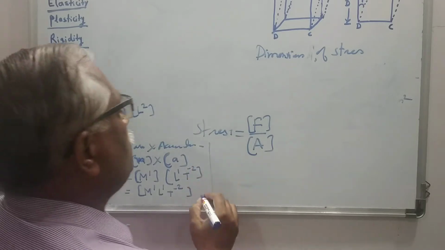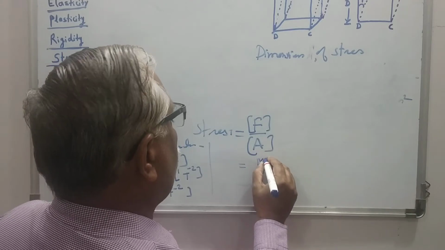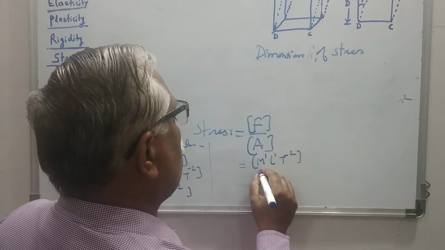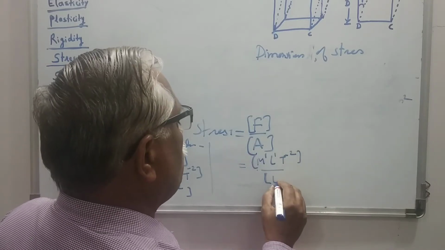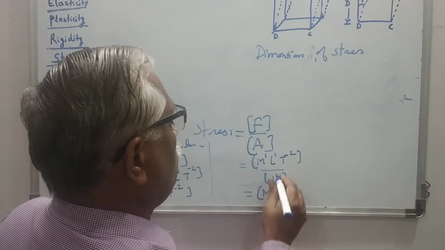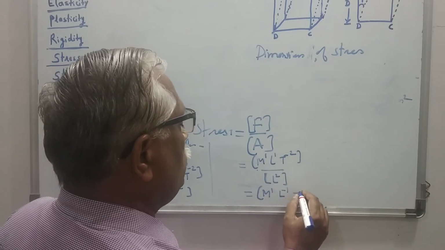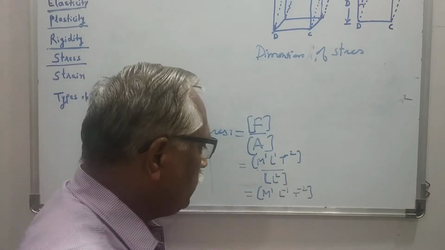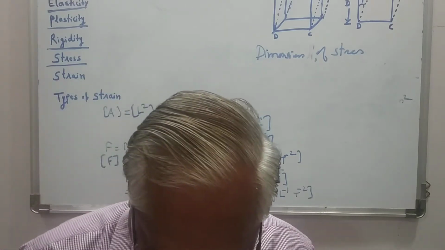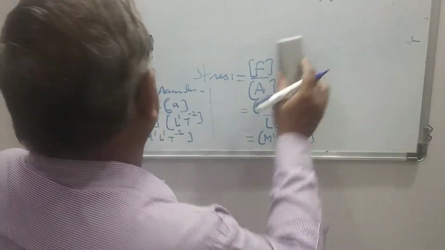Hence the dimensions of stress are the dimensions of force, M to the power 1 L to the power 1 T to the power minus 2, divided by the dimensions of area, L square. So it will be M to the power 1 L to the power 1 minus 2, that is minus 1, and T to the power minus 2. So the dimensions of stress are M to the power 1 L to the power minus 1 T to the power minus 2. So this completes the discussion of stress.